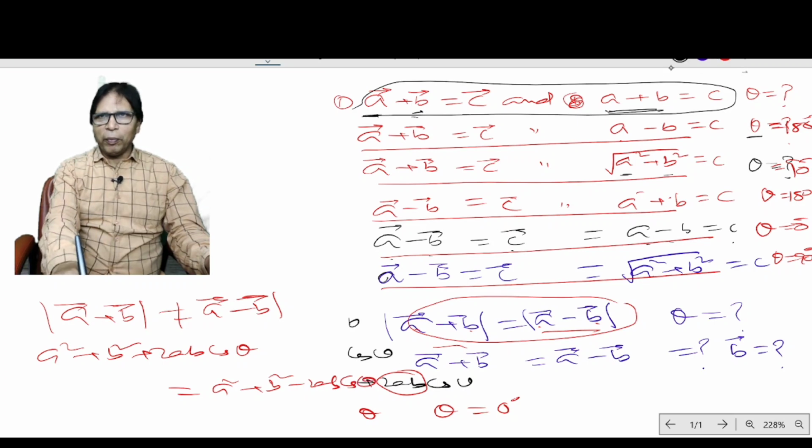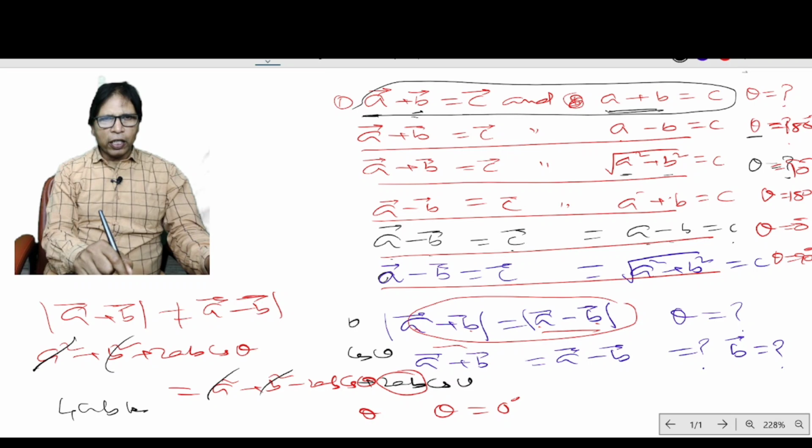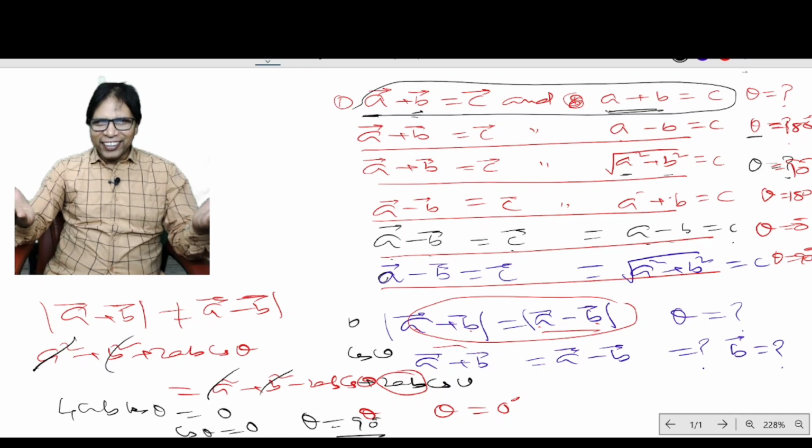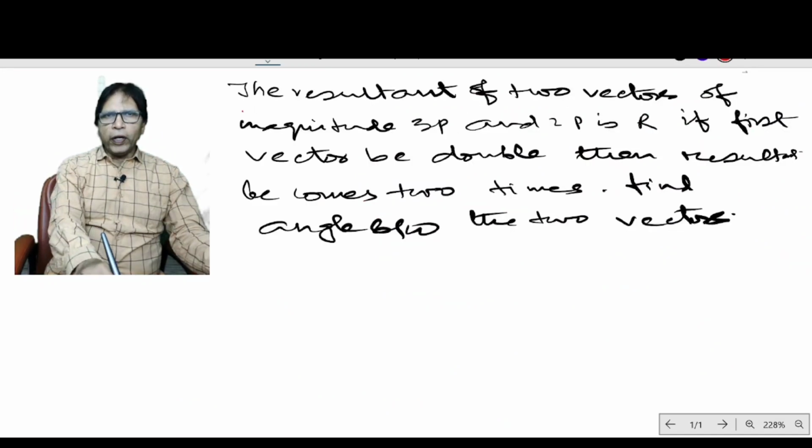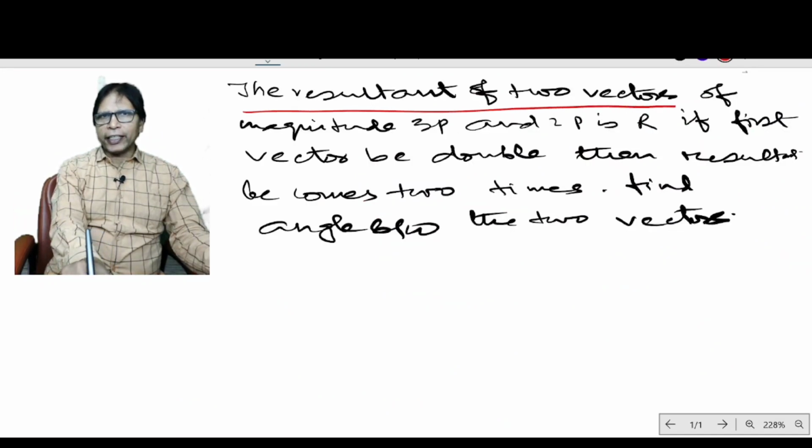Okay, no problem. Now look at this, this cancels out, this cancels out. So look at this, 4ab cos theta equals 0. So cos theta equals 0. Therefore theta equals 90 degrees. Okay, understood?